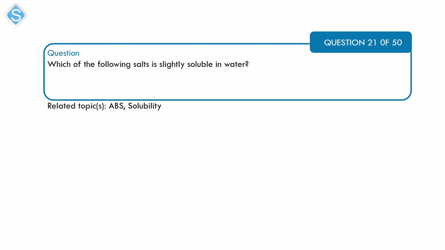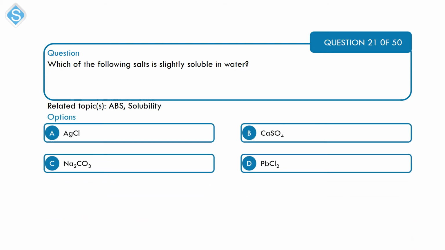The next question is also on acid, base, and salt, and solubility. Which of the following salts is slightly soluble in water? You have A silver chloride, B calcium tetraoxosulfate, C sodium trioxocarbonate, and D lead chloride.